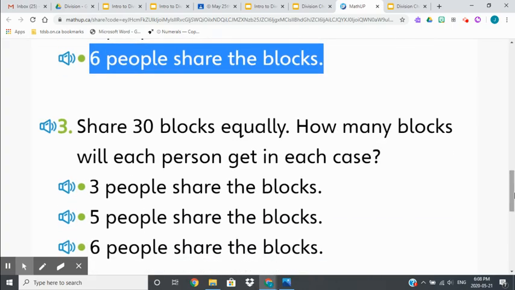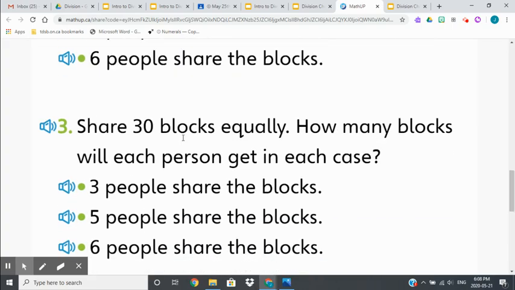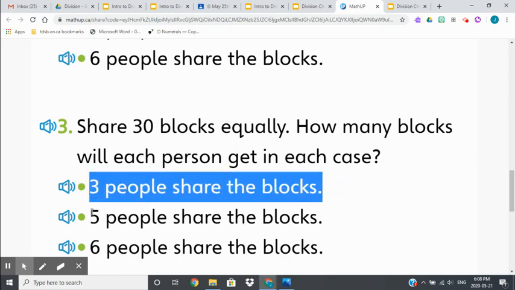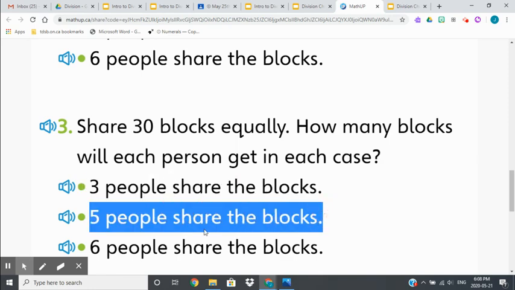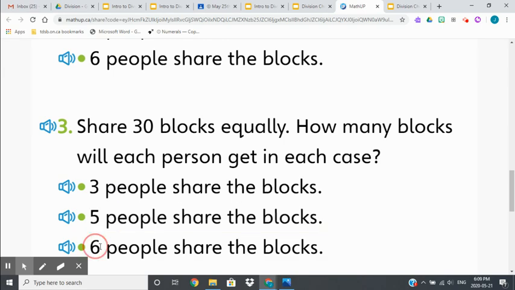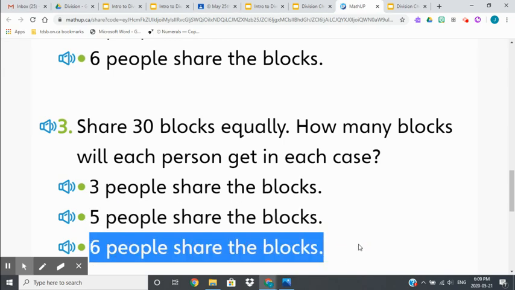And this will be the last question that you're going to be asked today. This time you're going to be given 30 blocks. And how many of those blocks will each person get if you share them with 3 people, or if you share them with 5 people, or if you share them with 6 people? I'm going to pop over to your work and show you what it looks like now.